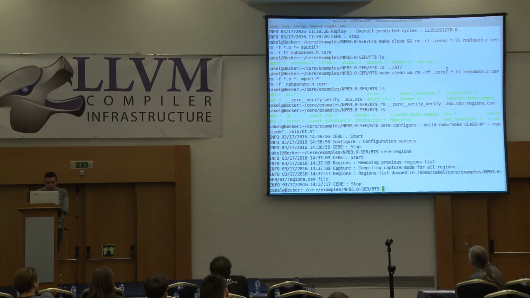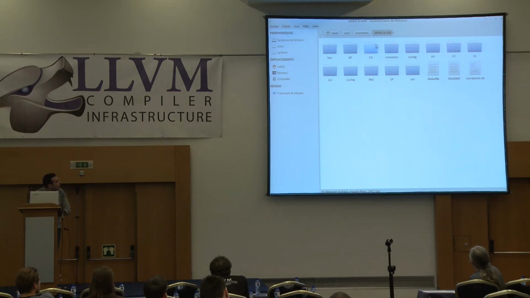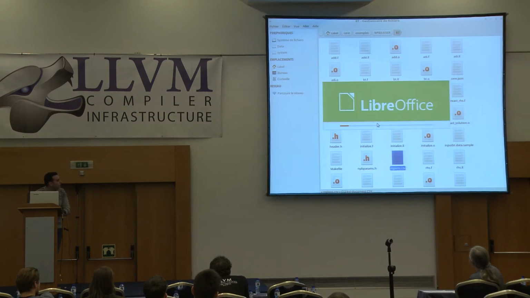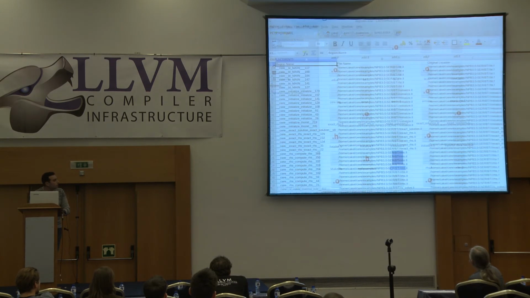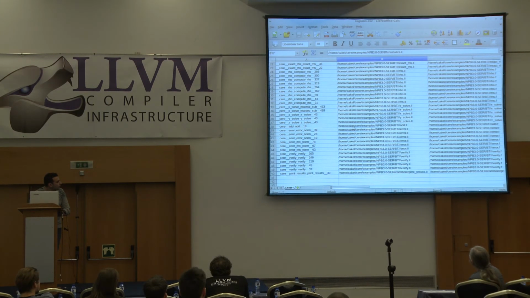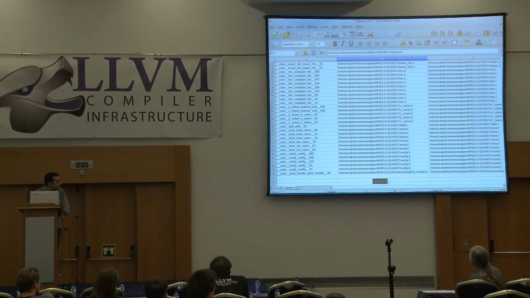Okay, and the output is a CSV file. Where is that file? Okay, here. That contains all the loops you can extract from the BT benchmark, with different information like the source file, the line, and the function where this loop is.